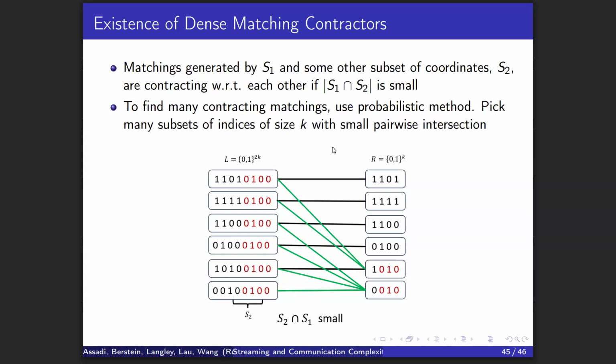And then finally, in order to actually construct a dense matching contractor, we just need to find many subsets of indices that have small pairwise intersection, which is done through standard arguments using the probabilistic method. And it turns out that by balancing the expansion, which is given to you by the intersection size, and the density, which is the number of these subsets of indices you can find, you can get the result in the main theorem.